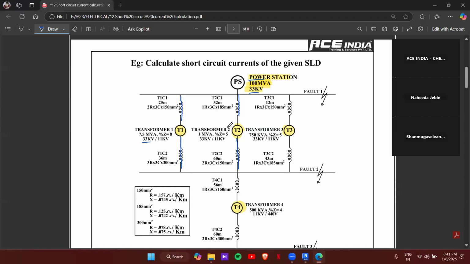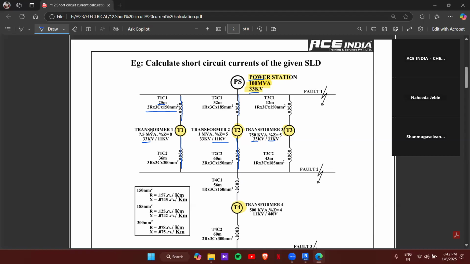Next we have transformer 2, same way. Primary side will be 33 kV, secondary will be 11 kV, and here also it's 33 kV primary and 11 kV secondary. Between the primary and secondary sides we have cables, and the cable size is mentioned here: 2 runs, 3 core, 150 mm square, and the length of the cable is 25 meters. Same way for T1 C2: 36 meters, 3 runs, 3 core, 300 mm square. Like that, for each cable, the corresponding size is given.